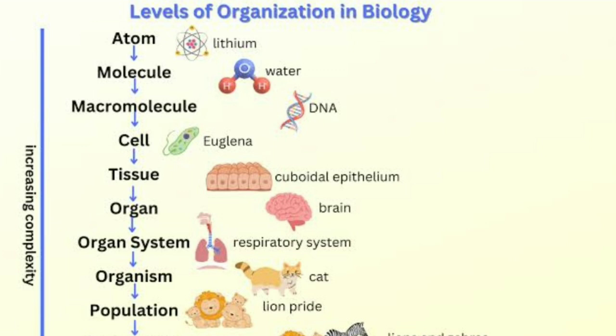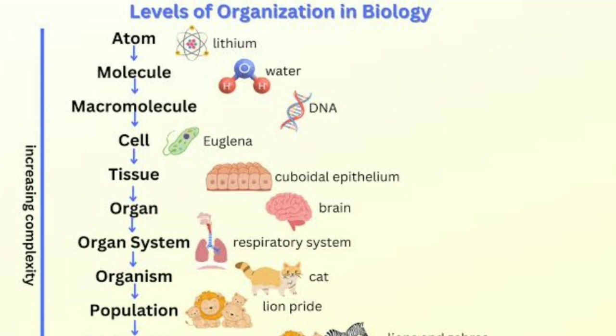Now organ systems combine together. For example, the respiratory system, excretory system, our nervous system, all these organ systems combine together to form an organism. For example, us humans, cats, animals, any type of organism. Now organisms of the same species live together, for example lion, tiger and their babies. A lion pride, basically these are all the same species, so they will be a population. Organisms of the same species living together form a population.